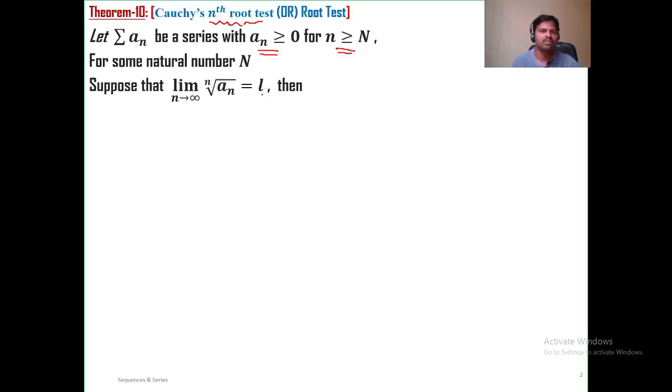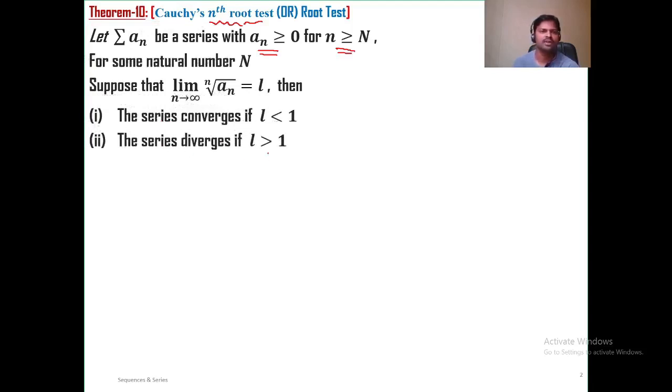If the limit value is L, then the first conclusion, the series converges if L is less than 1. The second conclusion, the series diverges if L is more than 1. And the third conclusion is the test is inconclusive if L is equal to 1. If the limit value is equal to 1, we cannot conclude the convergence or divergence status of the series. Then we can proceed to another test. If L is less than 1 or L is more than 1, then only we can conclude by using this Cauchy's nth root test.